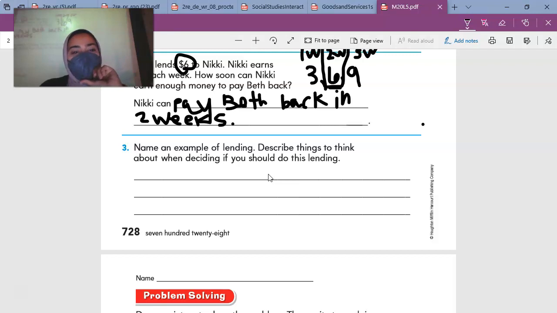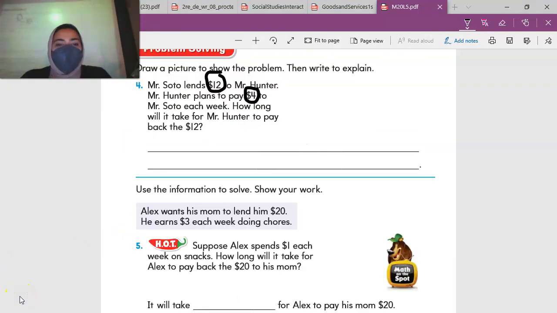So, name an example of lending. Describe things to think about when deciding if you should do this lending. So write that down. What I would write down is I would lend something to someone who I trust. I would not lend something to someone who I do not trust. Go ahead and write that down in your own words. Pause the video now. Okay, let's move on.